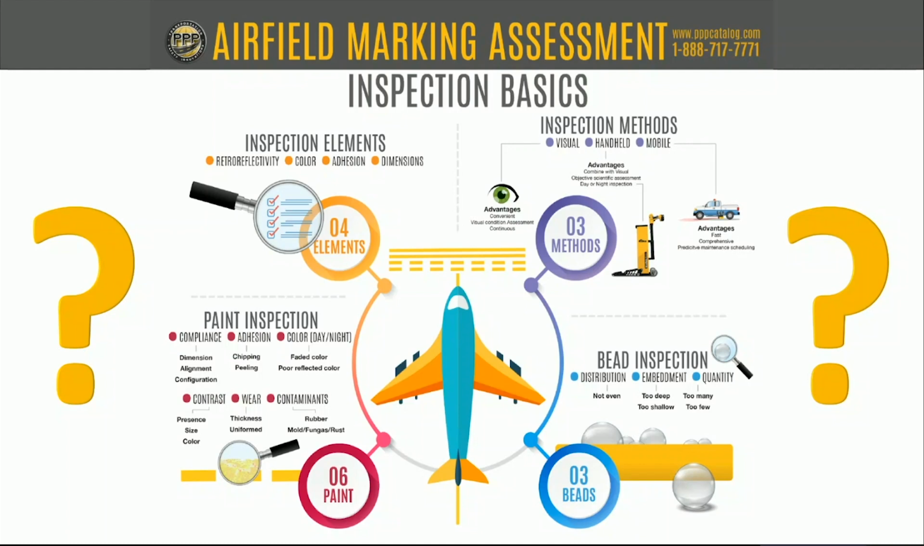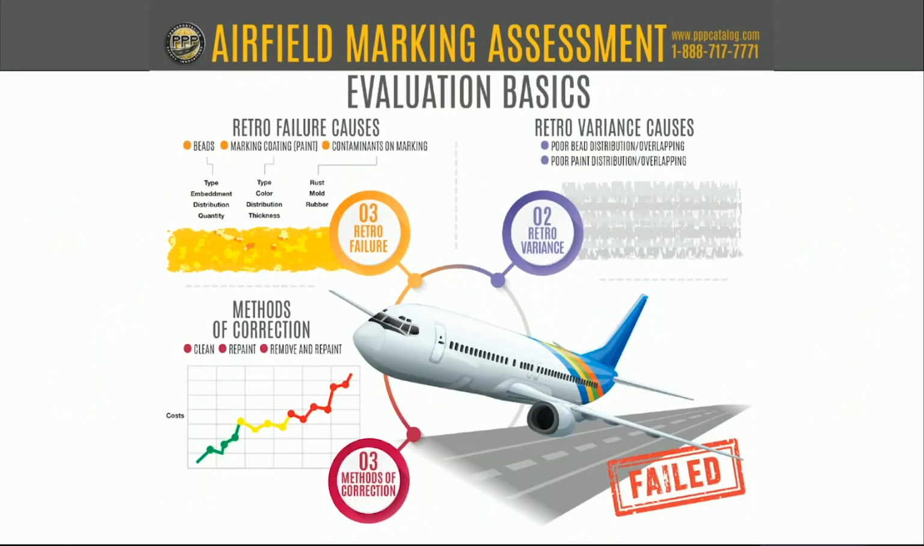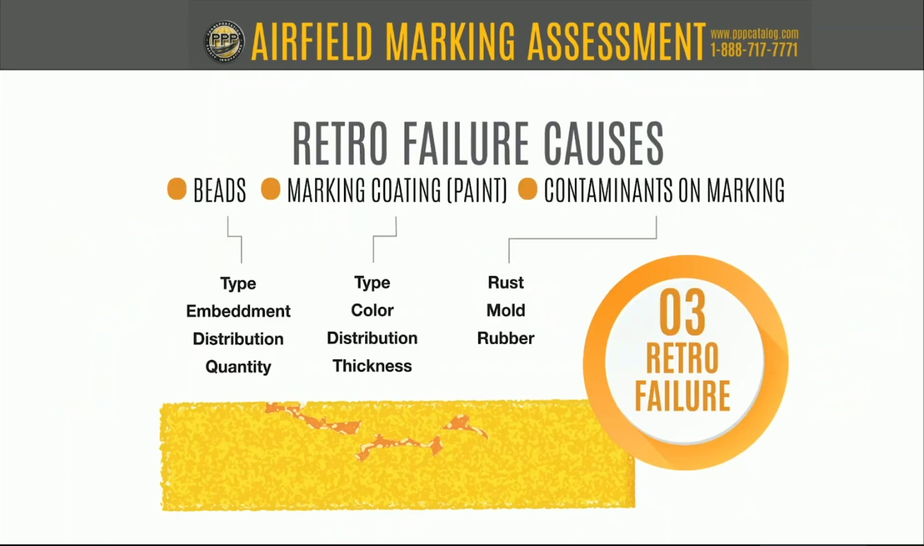Evaluation basics. So there's really three primary evaluation basics. One is you're going to be looking at retro failure, you're going to look at retro variance, and then we're going to look at methods of correction. So we will get started with Mike. Why don't you talk about evaluating for retroreflectivity failure causes?